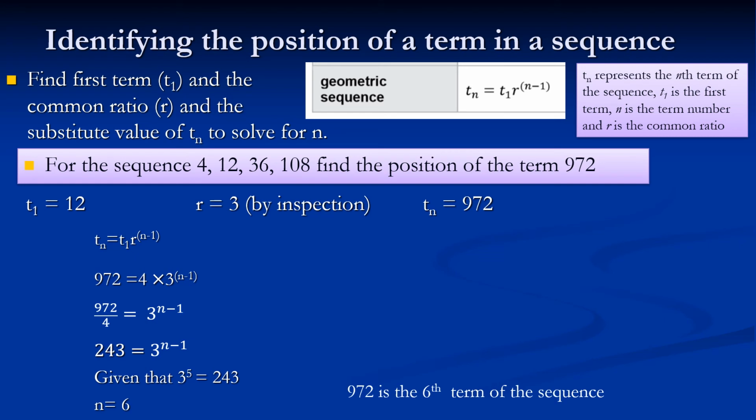Okay, let's have a look at identifying the position of a term in a sequence. So what we want to do there is just find the first term and then the common ratio, and then we'll substitute the value of the term number to solve for n.